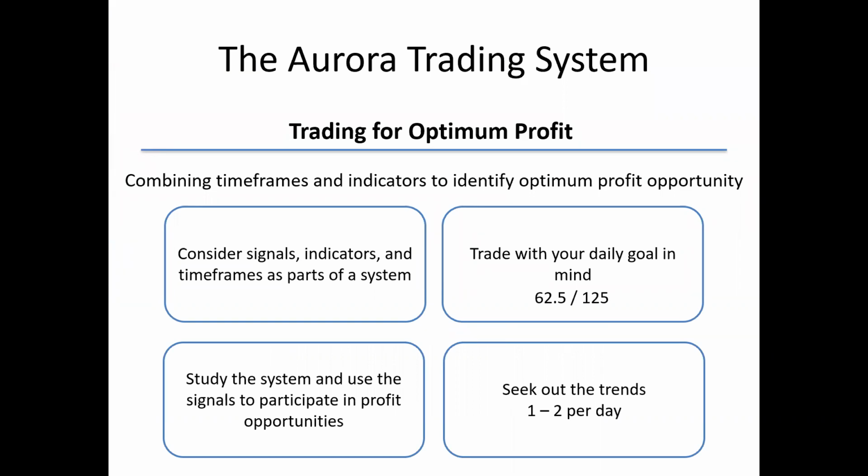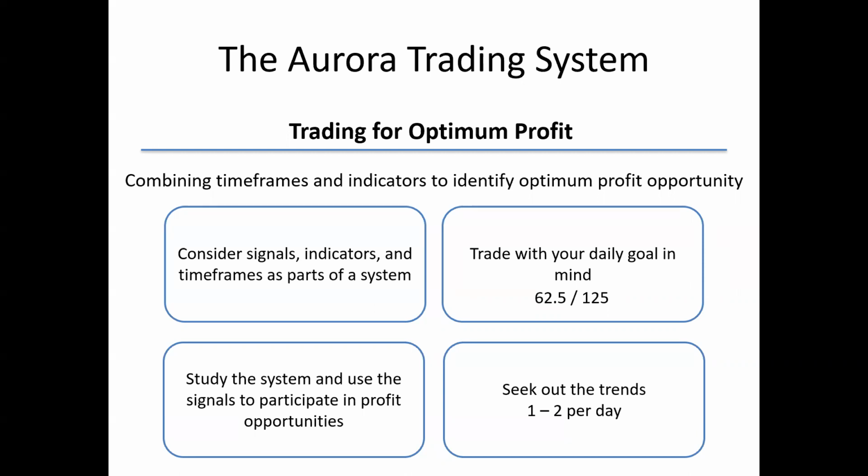So the Aurora trading system, as I mentioned, is all about combining timeframes and indicators to identify optimum profit opportunity. And that's really what we're looking for. We're not looking for maximum profit opportunity, although you may choose to do that in your own personal trading. We are looking for a way to identify signals combined with timeframes and indicators to trade for optimum profit. And I'm going to talk about what I define as optimum profit here in just a moment. Each of you may have a slightly different definition of that.